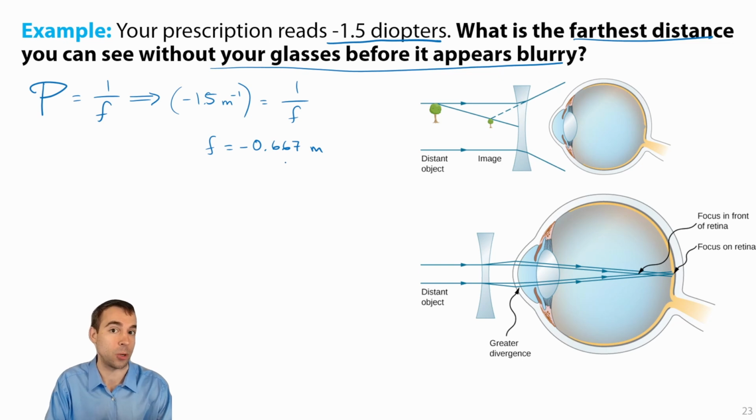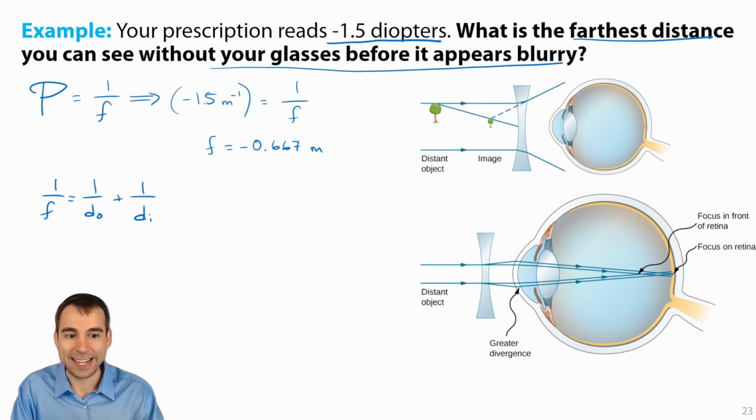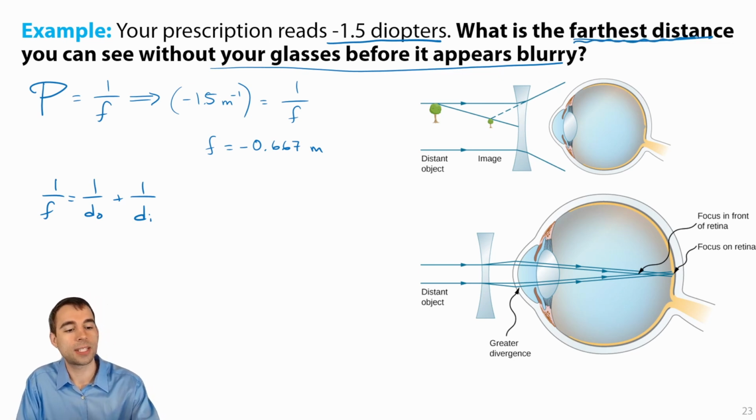So let's plug that into our thin lens equation. Now we have our focal length, but we don't have an object distance or image distance, at least not in the way that the question is written. So we need to think about that far point idea. What is the farthest distance that we can see without our glasses before it appears blurry? That means that we need to think about the far point.